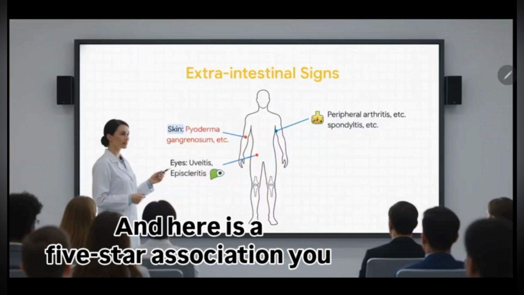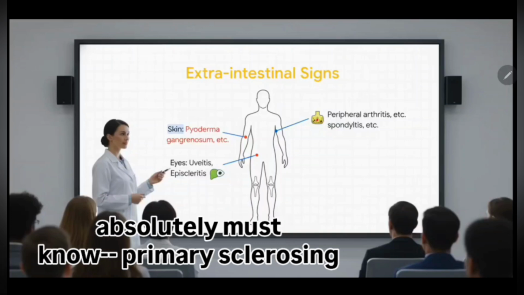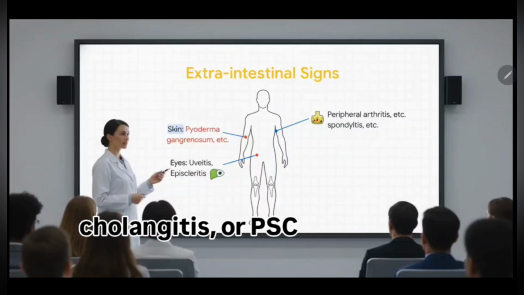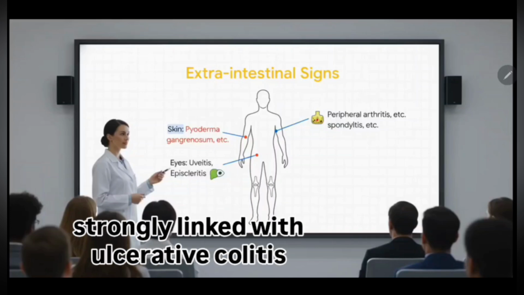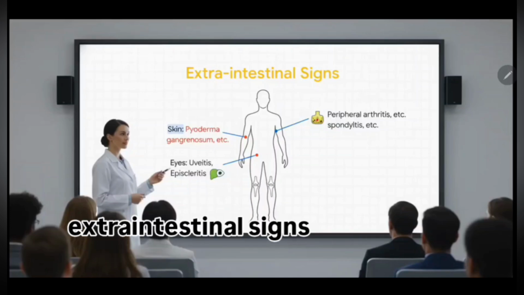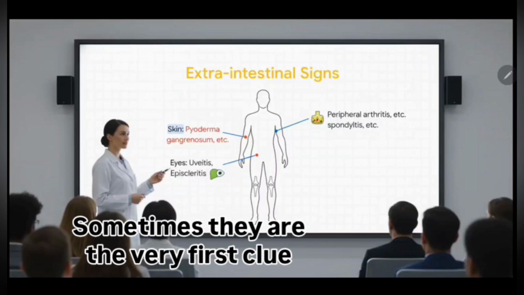And here is a 5-star association you absolutely must know: primary sclerosing cholangitis, or PSC, a disease of the bile ducts, is very strongly linked with ulcerative colitis. Always keep an eye out for these extraintestinal signs. Sometimes they are the very first clue.